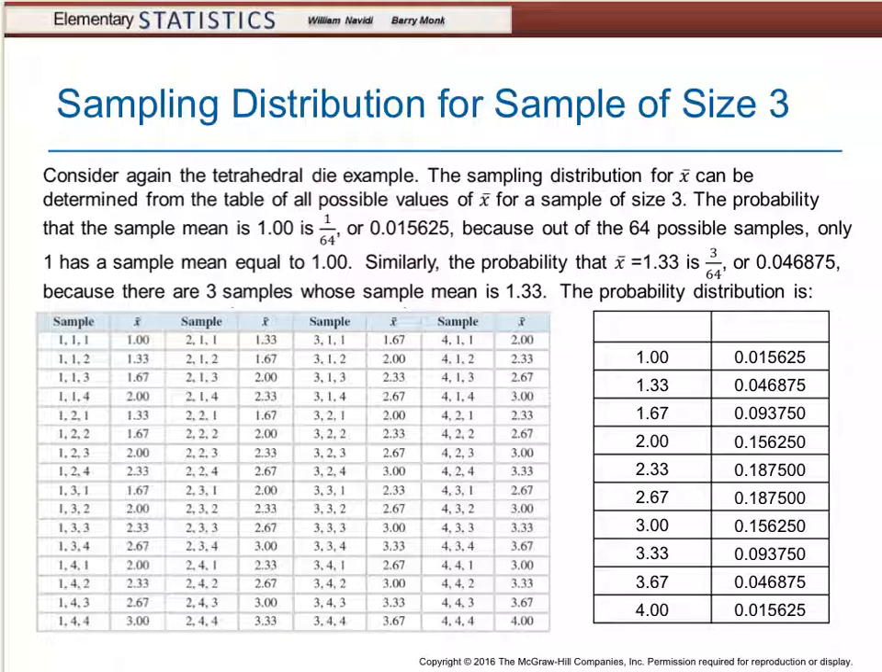Similarly, the probability that x bar is equal to 1.33 is 3 out of 64, or 0.046875, because there are 3 samples whose sample mean is 1.33. The probability distribution is as follows. This is x bar, and this is the probability of x bar. Now we have a probability distribution. This, of course, is now called our sampling distribution.